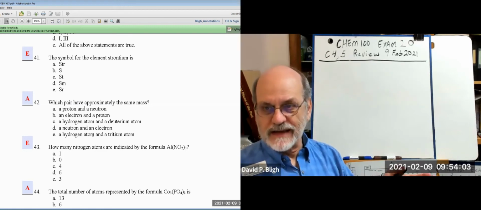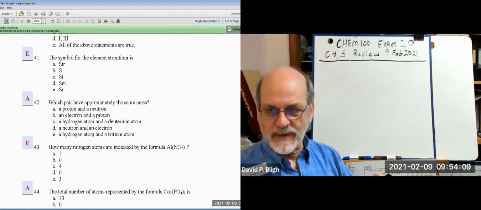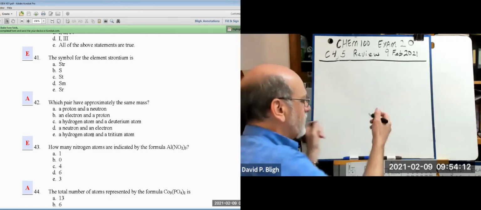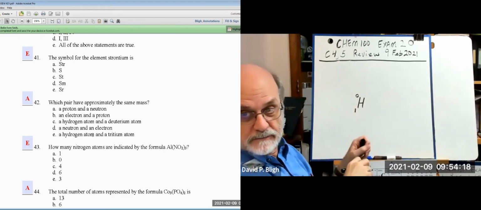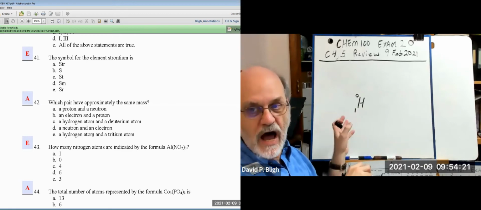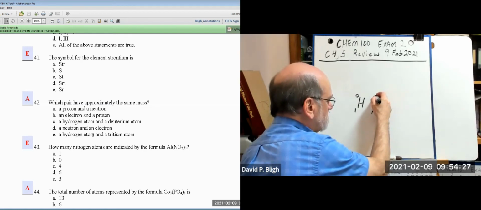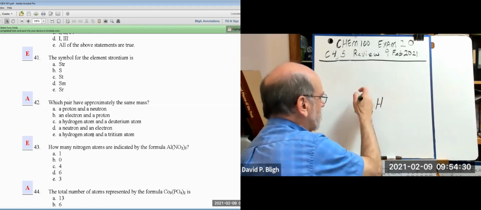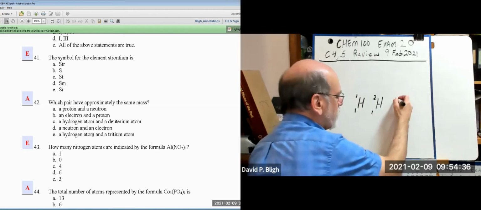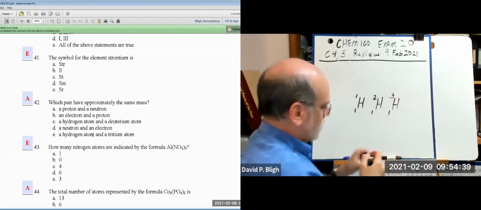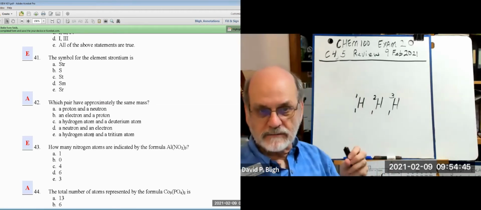Electron is 1,800 times less massive than a proton, so B can't be it. A hydrogen atom and a deuterium atom. What's the difference there? Well, hydrogen is like this with no neutrons, right? That's the most abundant, the most common isotope. Deuterium is this one. And then you got another one like that. Those are the 3 common isotopes of hydrogen.